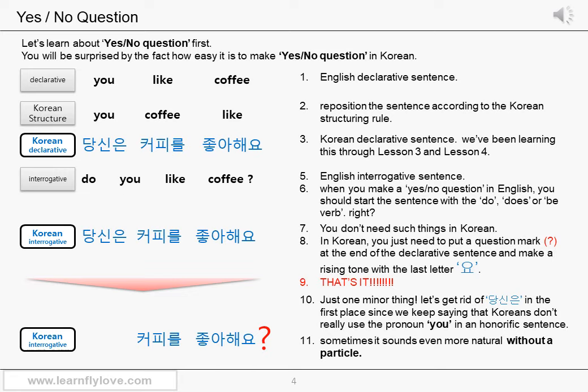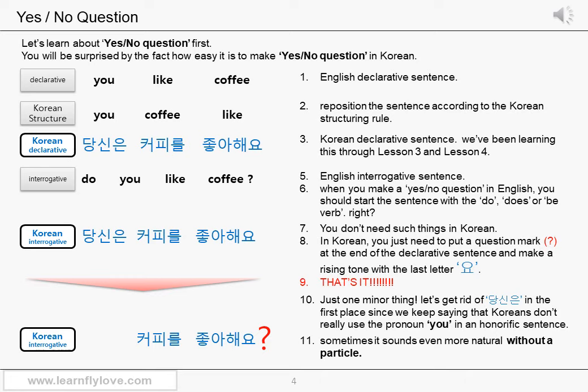There are many words on this page, but in a nutshell, in Korean, when you make a yes-no question, you just add a question mark at the end of the normal declarative sentence and make a rising sound with the very last letter of the sentence. That's it. You can do this because we are using the honorific suffix yo.